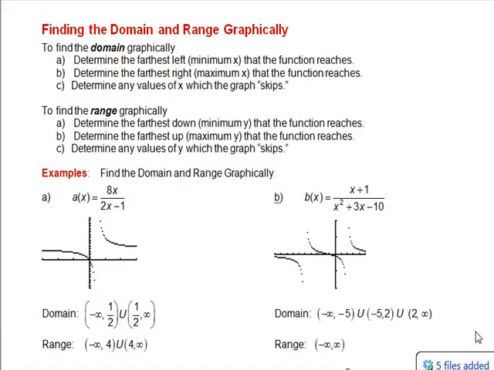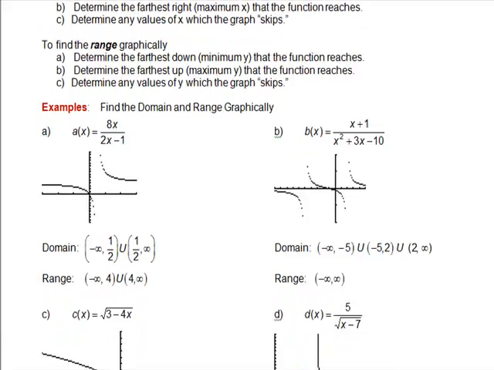And finally, we take a look to see if there are any values of x which the graph skips. To do the range, we do almost the same thing. We determine the farthest down, or in other words, the minimum y that the function reaches. And then we determine the farthest up, or the maximum y that the function reaches. And then lastly, we look to see if there are any y values that the graph skips. Let's take a look at a couple of examples.